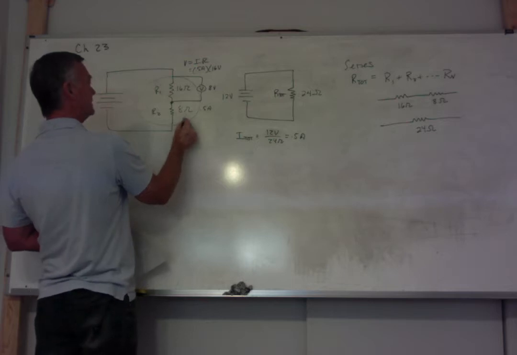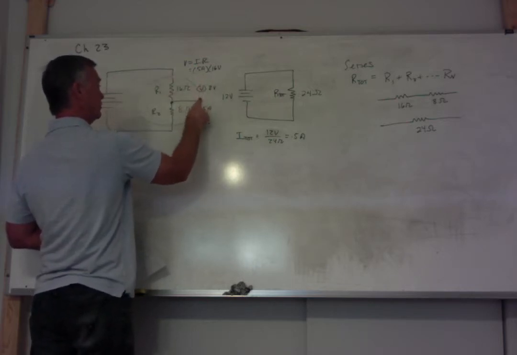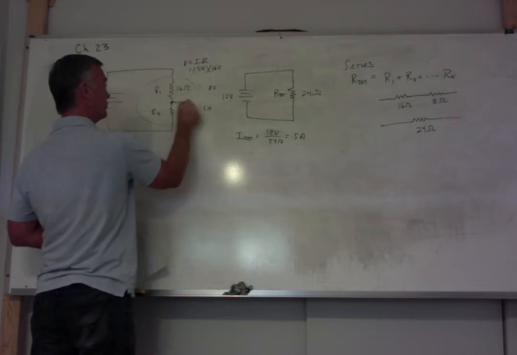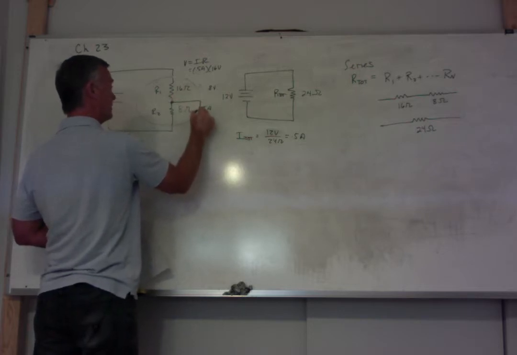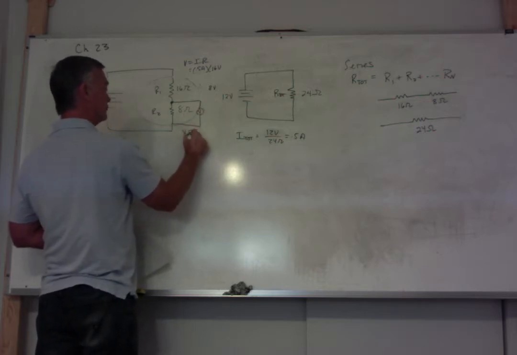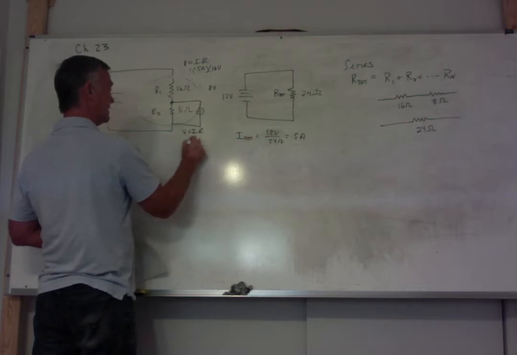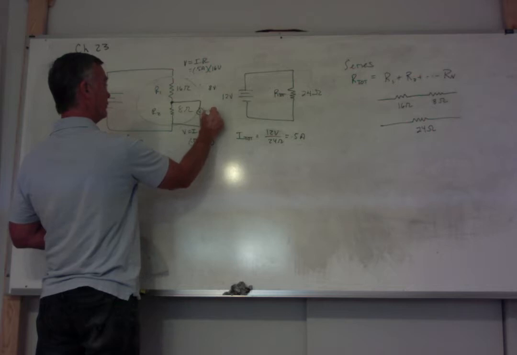And here, the same thing. If I move my voltmeter, or actually I could leave it there and probe across here. If I went across here and asked what it would be, this would also be V equals IR, and that would be 0.5 amps times 8 ohms. And that would end up being 4 volts.